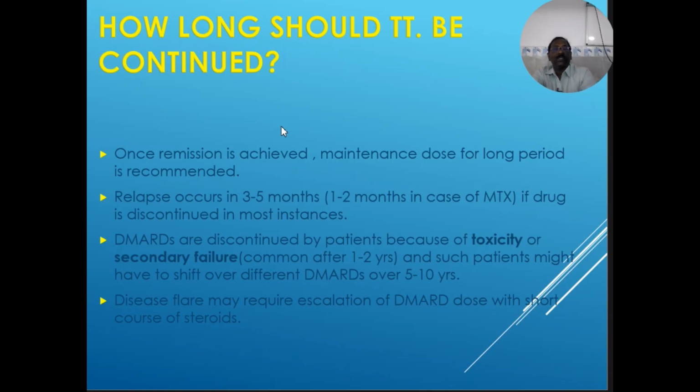DMARDs are discontinued by the patients because of toxicity or secondary failure, and such patients might have to shift to other different DMARDs over 5 to 10 years. Disease flare may require escalation of the DMARD dose with a short course of steroids. Suppose earlier the patient used to take 15 milligrams of methotrexate. She got the remission. Again she presents with a relapse. Then you have to increase the dose of methotrexate from 15 milligrams to 20 milligrams. This is a very important take-home point. Don't start again with 15 milligrams and stay at 15. If you start with 15 milligrams, again the patient will get the relapse, again the recurrence.